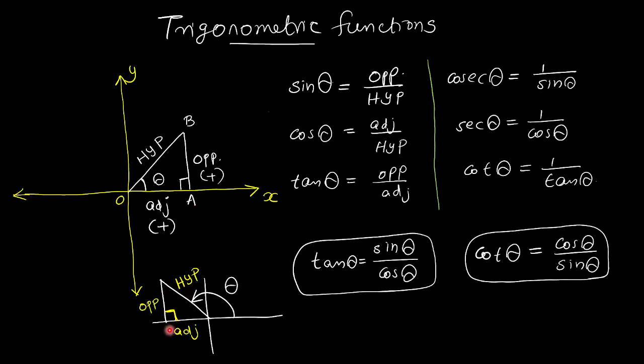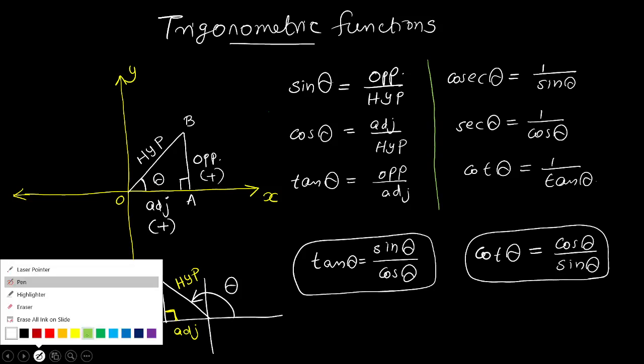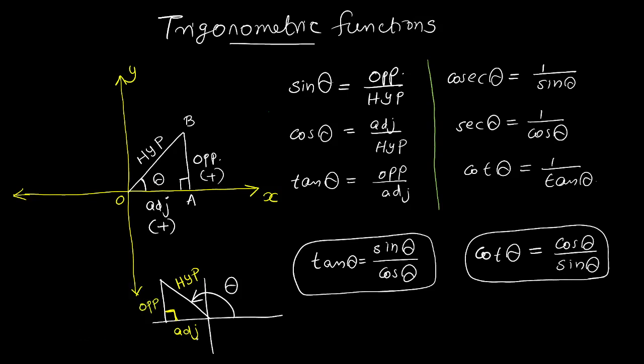So for opposite and adjacent alone, the sign convention is there. If you are referring to the second diagram, in this case adjacent will be negative. Adjacent means x coordinate actually. It is towards the left side, that is why the adjacent side is negative. Opposite side is the height. The height above the x axis is positive, the height below the x axis is negative. As per this diagram, opposite side will be positive.